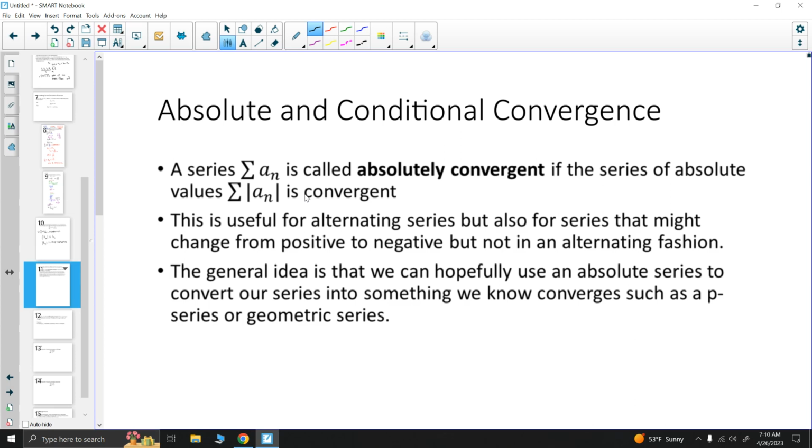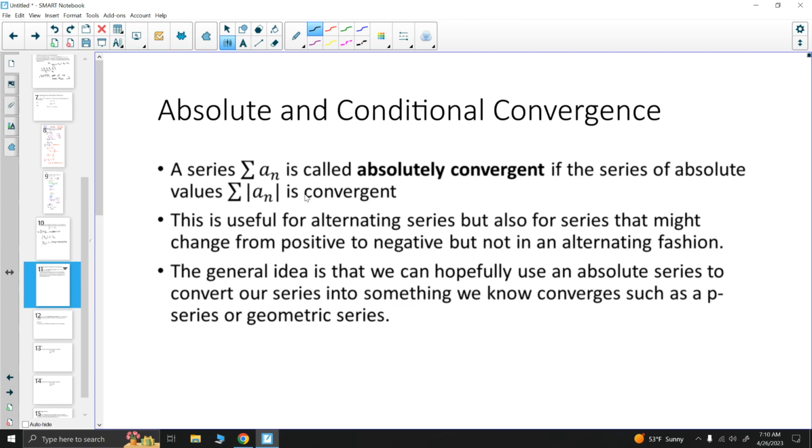This is useful for our alternating series for sure, but also for series that might change from positive to negative, but not in an alternating fashion. Maybe it's positive, positive, then a few negatives, and then a couple other positives, and so on and so forth. There's no alternating positive, negative, so we can't use our alternating series test. Instead, we treat them all as positive and see, is the absolute value series convergent?